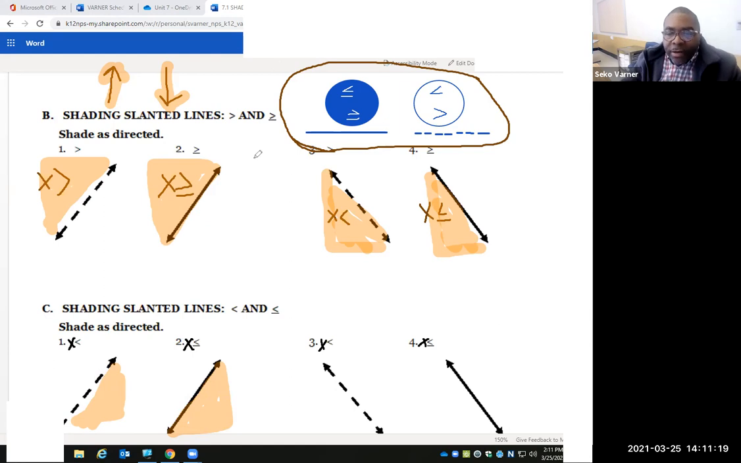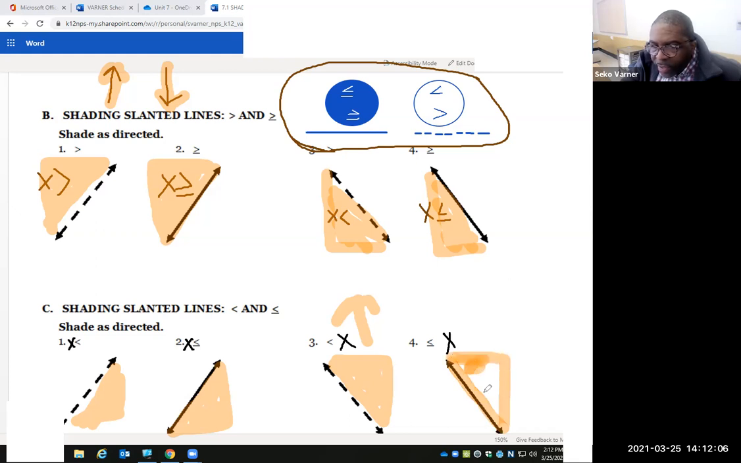Oh, I put the X in the wrong spaces here and here. So let's do this. We'll do it like that. So in this case, now we have whatever it is, X is greater than. So X is greater. So we're not going to hit the line, but we're going to go up. When it's up, then it's up. All right. And this one is or equal to. So we're going to hit the line and we're going up.